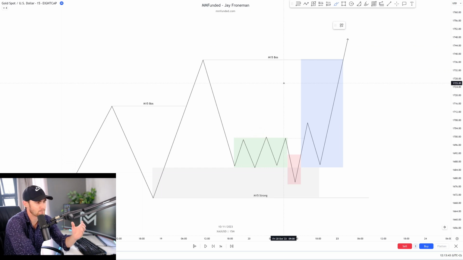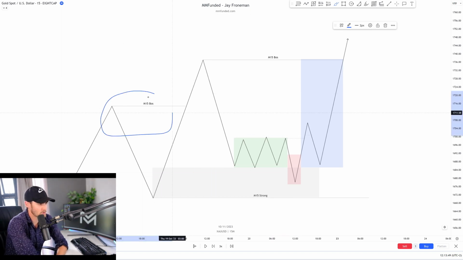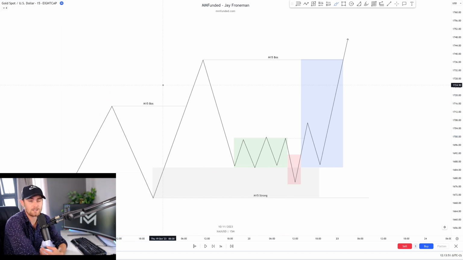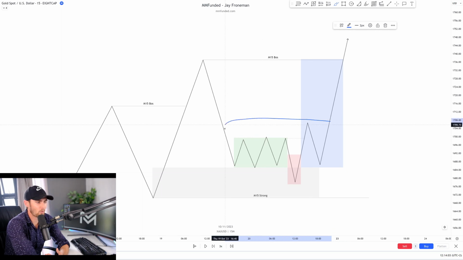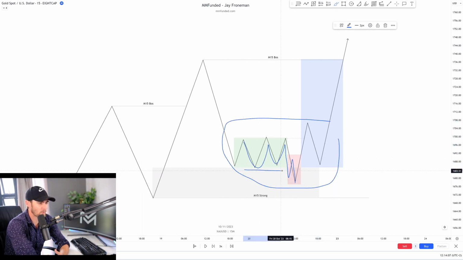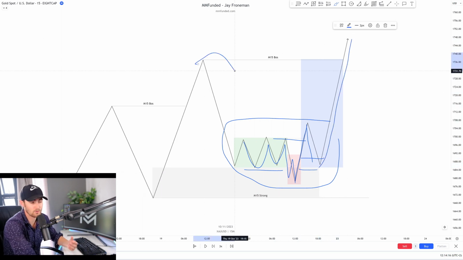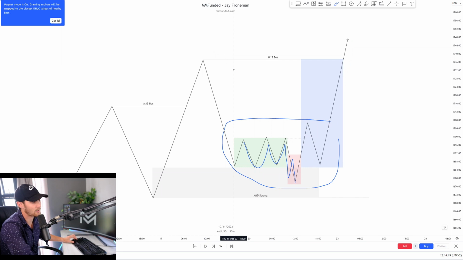Now remember, as per the videos that I've posted in the beginning of this ICT 2024 MMFunded mentorship, we spoke about structure, we've spoken about high probability institutional levels, we've spoken about the Asian liquidity model, and ultimately what this comes down to is looking for the accumulation, distribution, which is the sweep of that liquidity, and then the expansion with your entry confirmation, which would be your market structure shift, fair value gap entries to continue long, to continue targeting those relative weak structural high or low points.